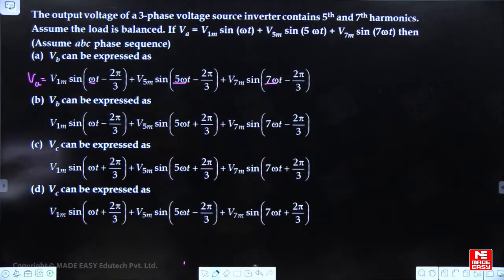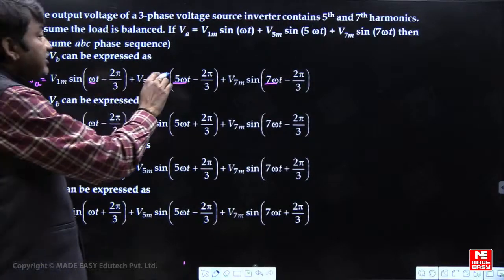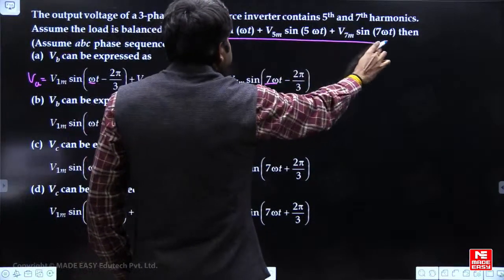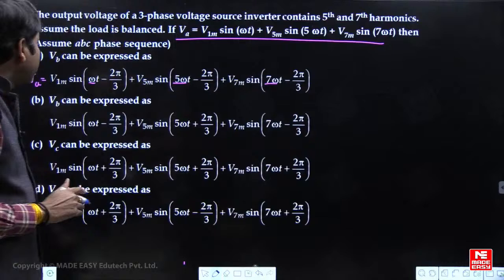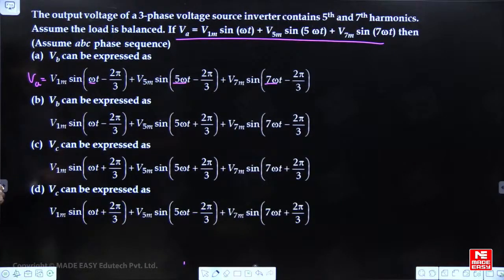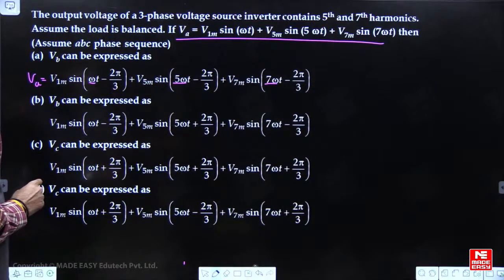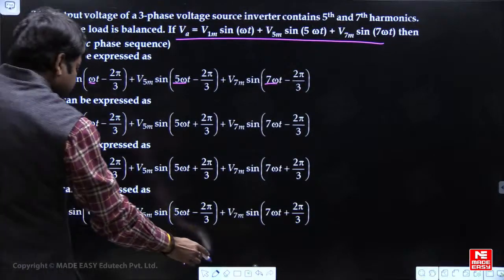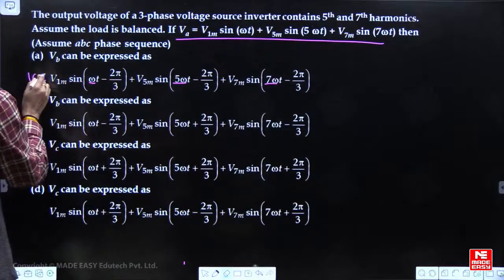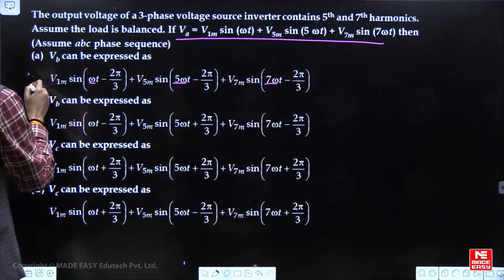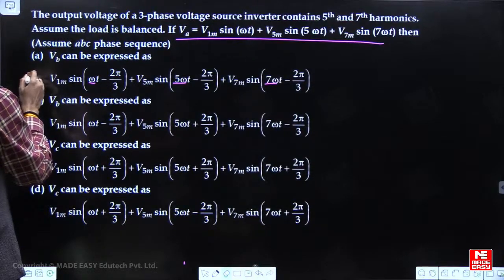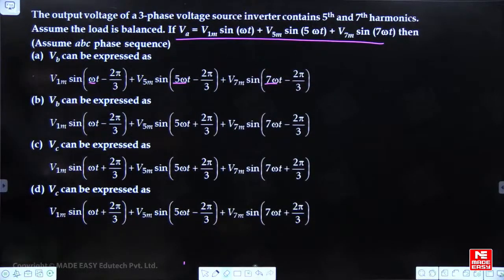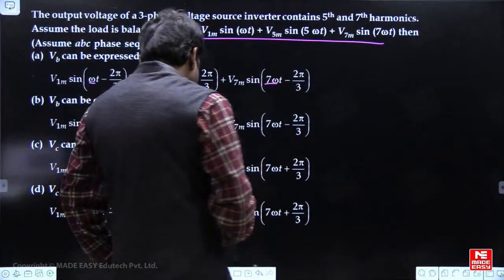This is phase A, dear students. This is nothing but phase A. It is given, you see. This is the voltage of phase A. Now, what we have to find out? VB can be expressed as... So how to express VB here? See, VA you know, VB we have to find out, and VC we have to find out.